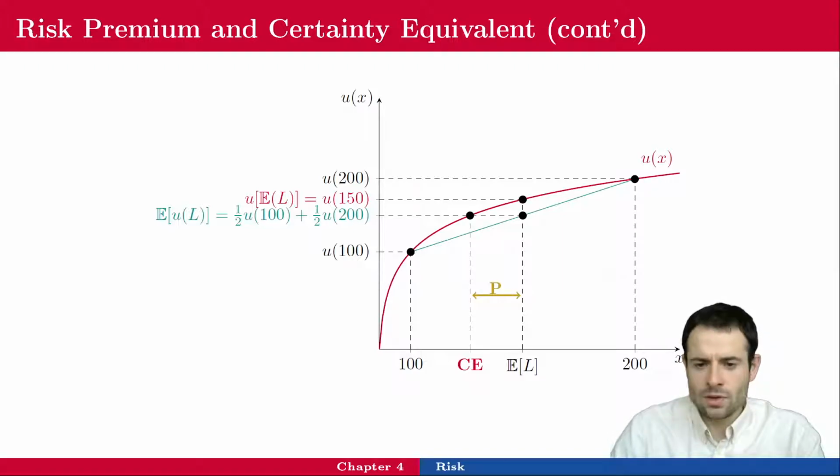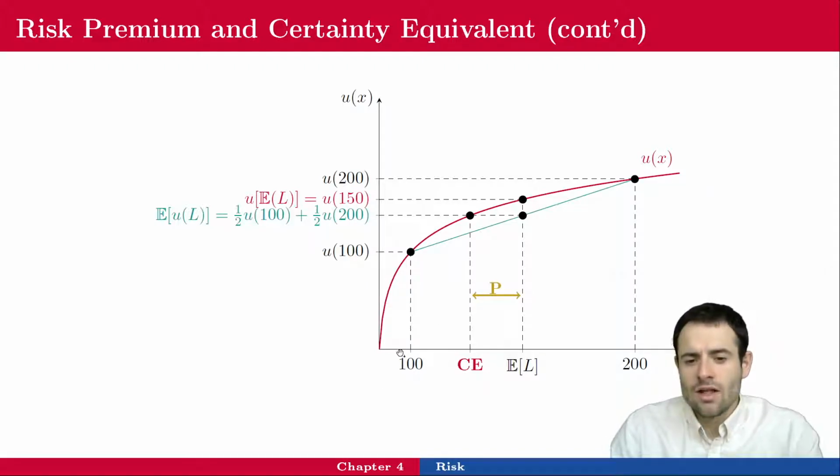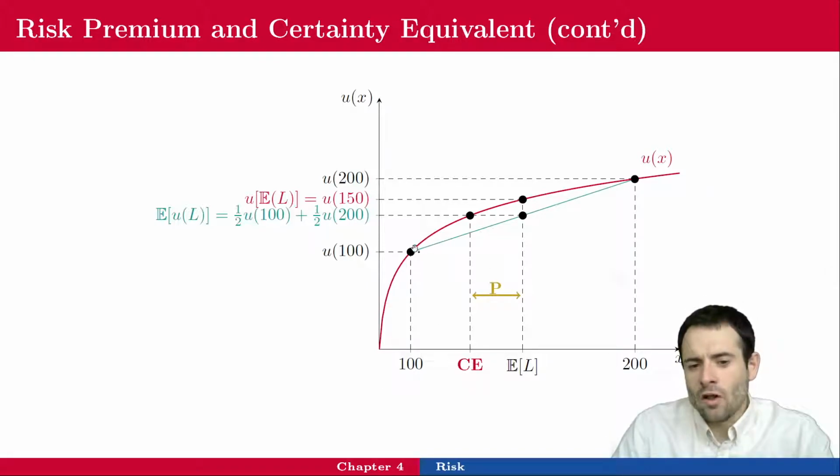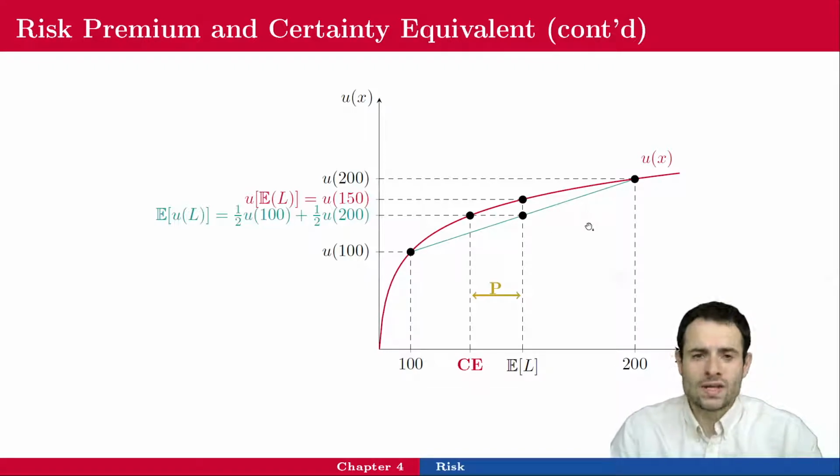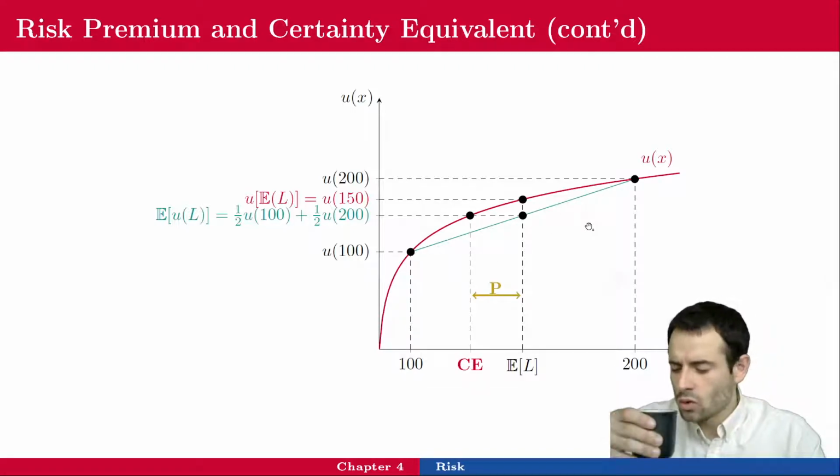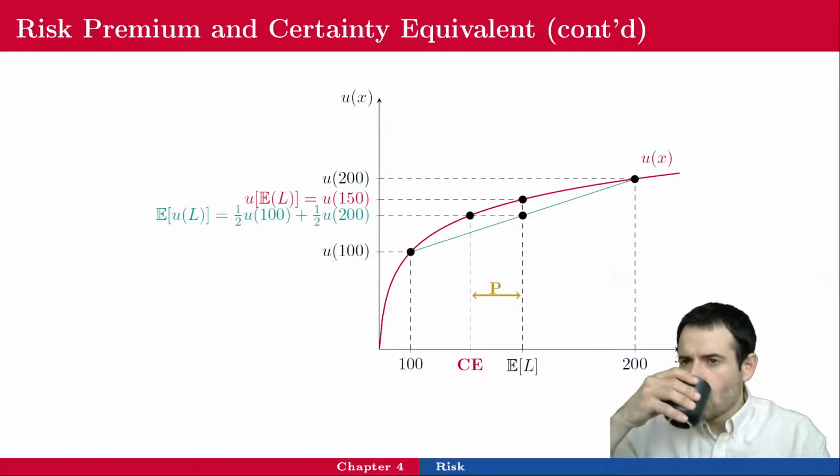Now, the risk premium is the difference between E of L and CE. So it's going to be this distance. Note that if the red curve, the utility function, was instead linear, then it would fall on the same line as the blue line, and there would be no risk premium.